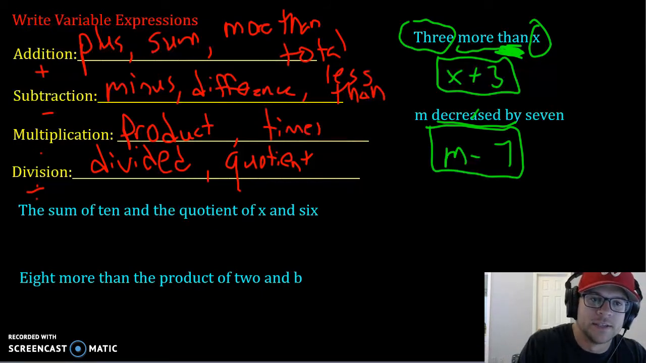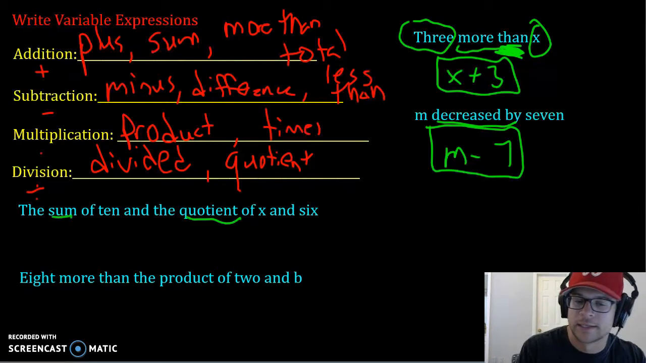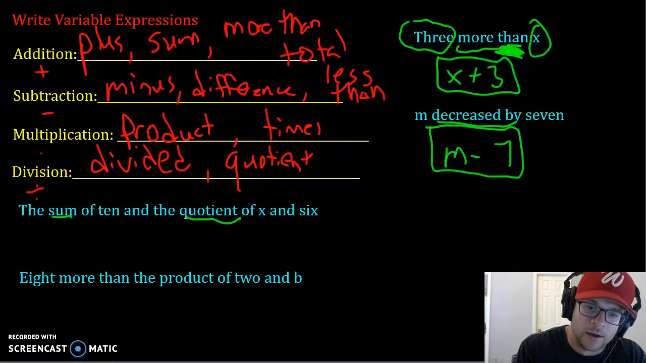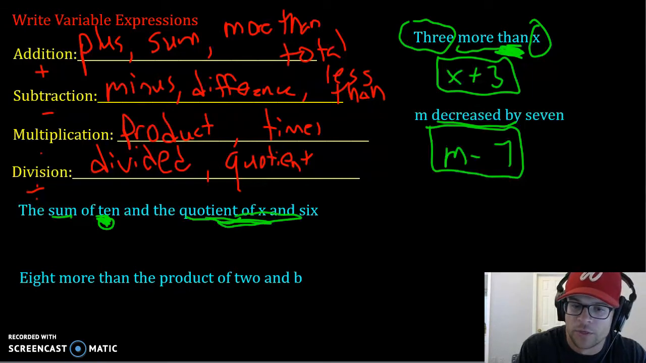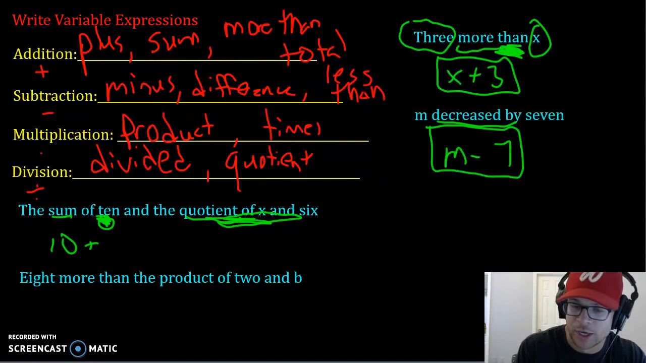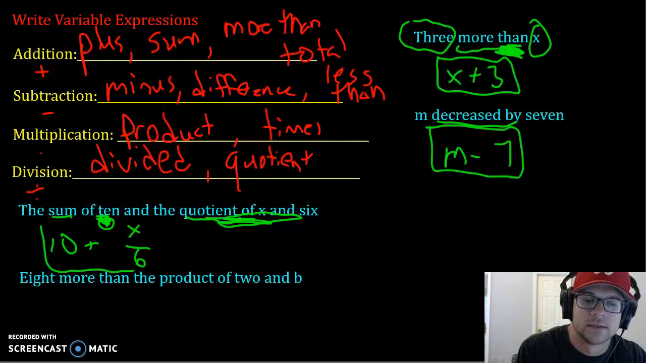Okay, then we have the sum of 10 and the quotient of x and 6. So we see two different words that tell us to use some type of mathematical operation. Sum is plus, quotient is division. So we're going to be taking the sum of this thing and this whole thing. So 10 is going to be added to this entire thing, which is a quotient, which is another word for division. And division just means you take this thing on top, that thing on bottom. So 10 plus x divided by 6.